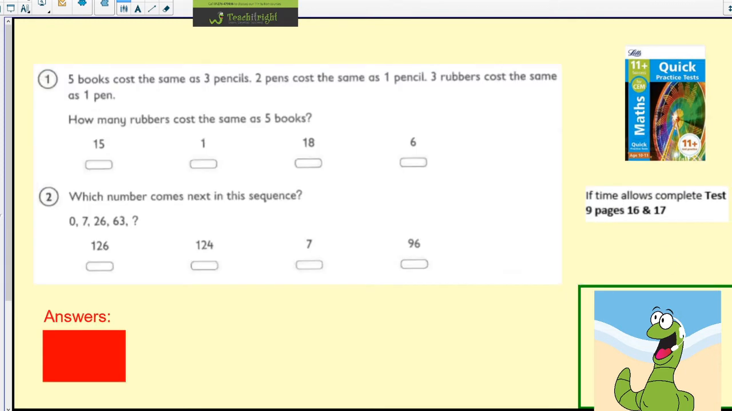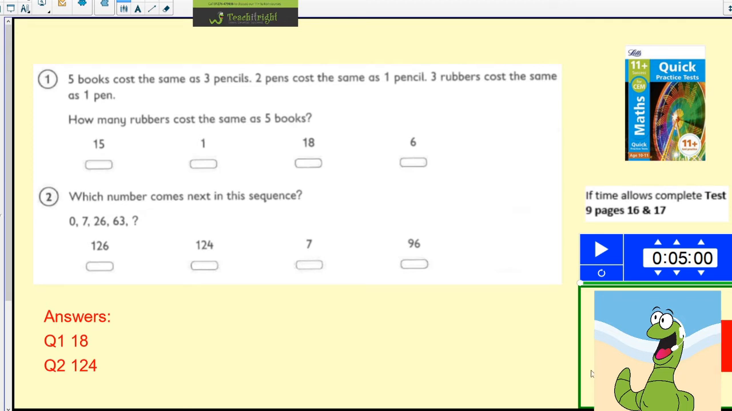There goes the timer. Right, guys, timer's up. Welcome back. Let's go through some answers together. So here are my answers, question 1 and question 2. So we've got 18 and 124.